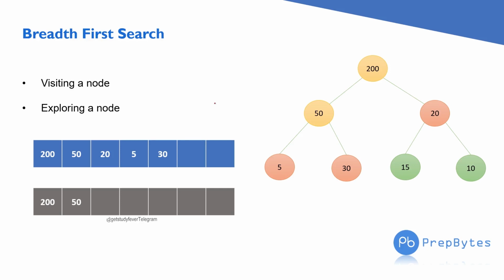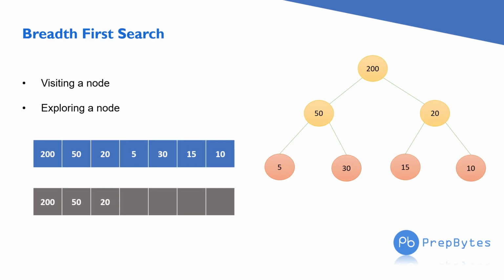Now I have visited 20 and 5, 30. I have explored 50 and 200. Now I am taking 20. 20 is just visited. When will it be explored? When 15 and 10 are added inside my array, at that time it will be explored. So 20 now is explored.